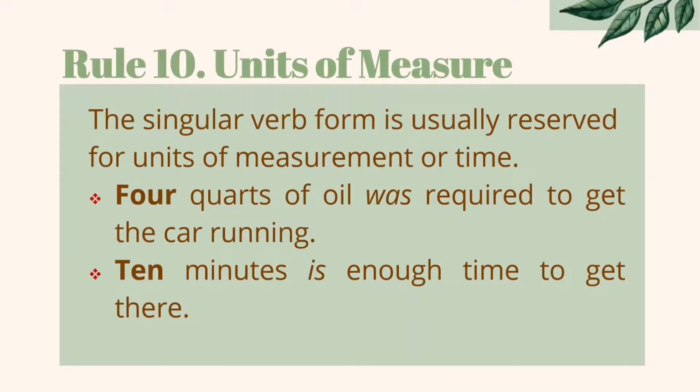Next, rule number 10, units of measure. The singular verb form is usually reserved for units of measurement or time. So, para sa mga measurement, sa mga units, para sa time, usually, ang gagamitin natin ay singular verb. Example, 4 quarts of oil was required to get the car running. So, gumamit tayo dyan ng unit of measurement. We have 4 quarts. Ayan. So, ang gagamitin natin ay singular, was.